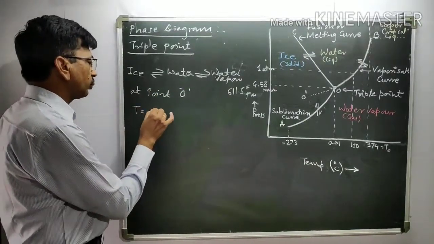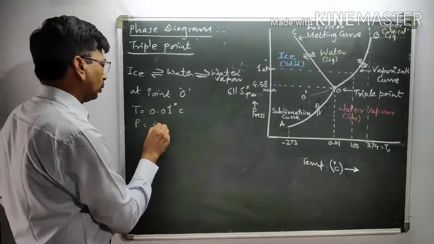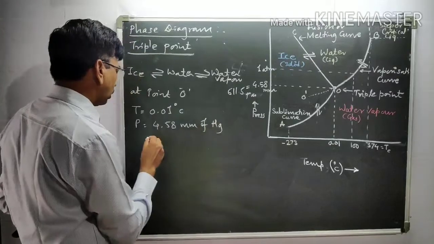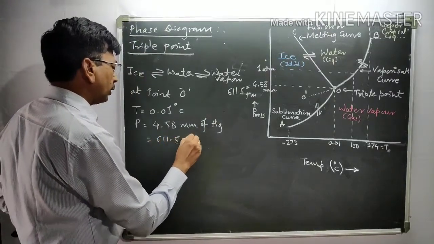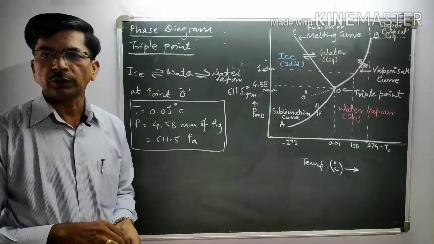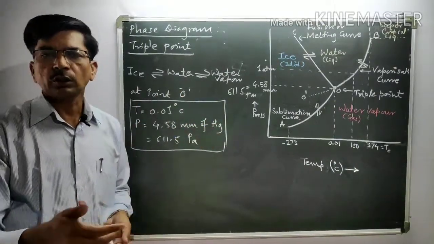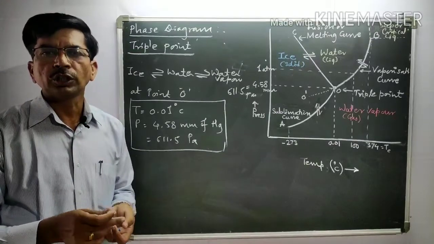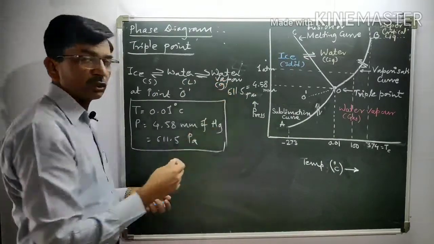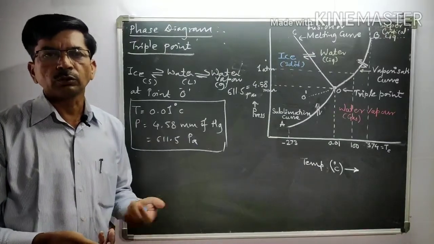The temperature for this point is 0.01 degrees Celsius and the pressure is 4.58 mm of mercury, or 611.5 Pascal. So this is the characteristic temperature and pressure of the triple point. If we vary either pressure or temperature, these three states get disturbed. So we will see in the video how these three states coexist with each other: ice in solid state, water in liquid state and water vapor in gaseous state simultaneously, so that at one time we can see all three phases. It is very important to see such a scenario.